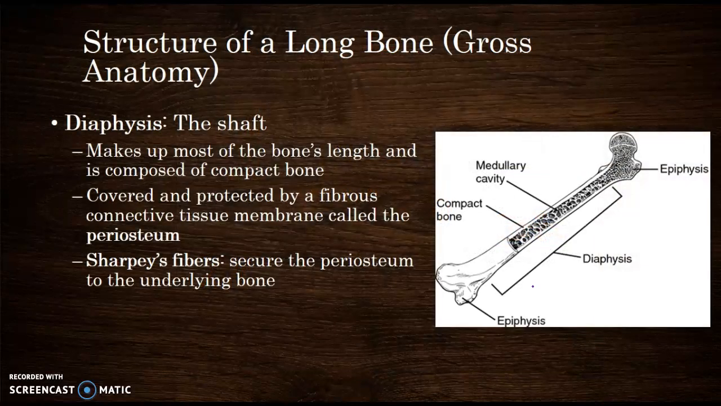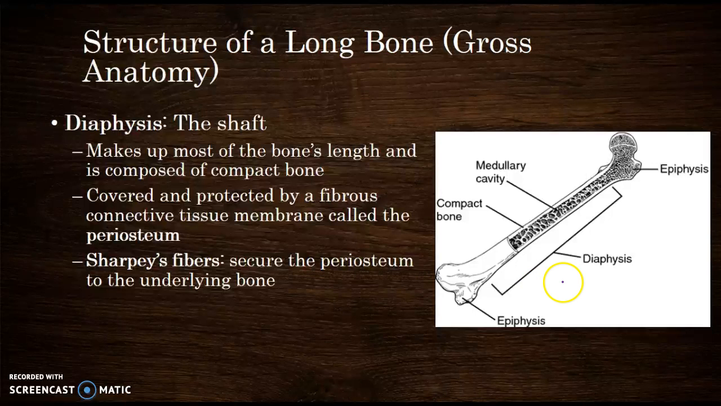So now we're going to get into the microscopic structure of bones. First we're going to look at our gross anatomy, and then we're going to get into our microscopic anatomy. These are just important terms, and we're going to look at the anatomy of a long bone. So first, let's look at that long bone.